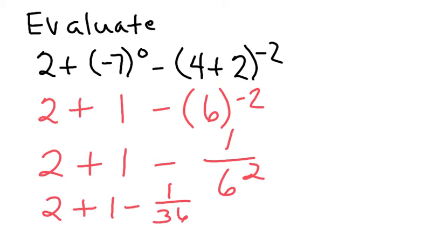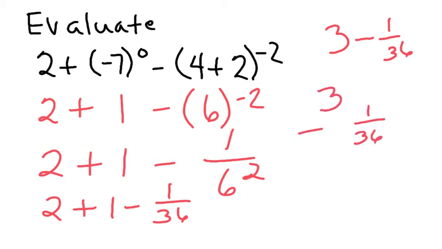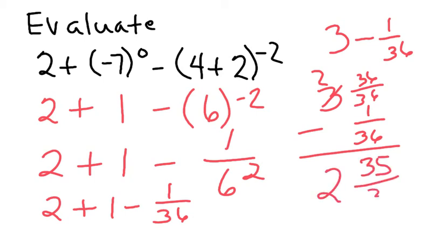Now all I have left is adding and subtracting, so I can do that. 2 plus 1 is 3. So now I have 3 minus 1/36. Well, I could turn it this way, and I could borrow and make this 36 over 36. That gives me 2 and 35/36, and that's the answer.